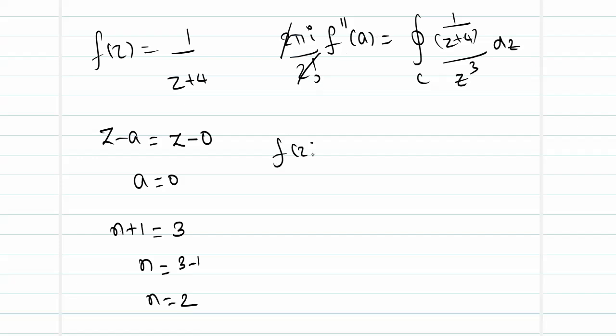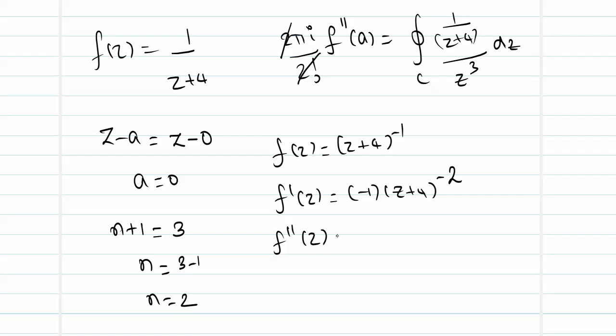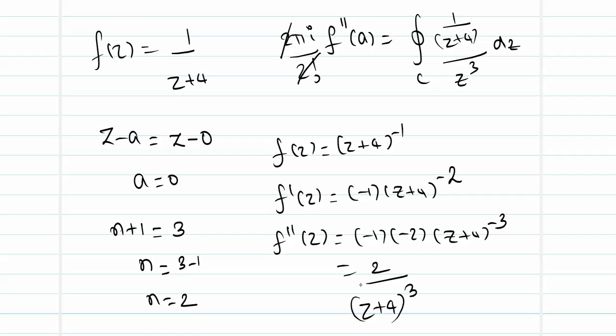What is my f of z? I can rewrite this as z plus 4 the whole to the power of minus 1. For the first derivative, minus 1 into z plus 4 whole power minus 2. F double derivative of z makes it minus 1 into minus 2 into z plus 4 whole power minus 3. So this simplifies as 2 divided by z plus 4 whole to the power of positive 3. So this is my f double derivative of z.